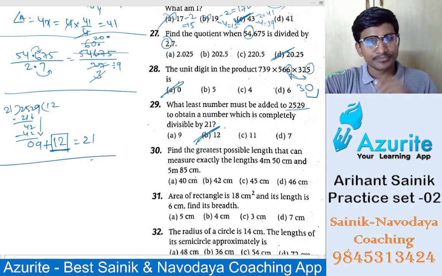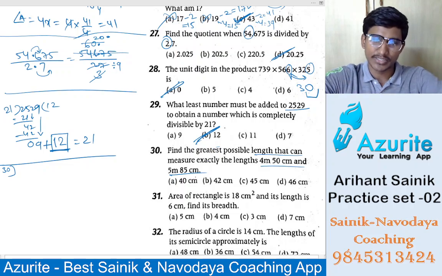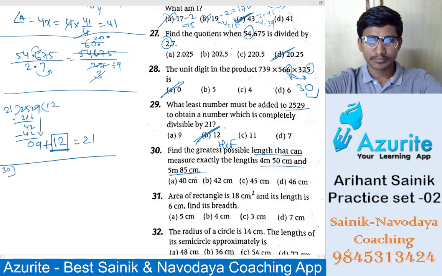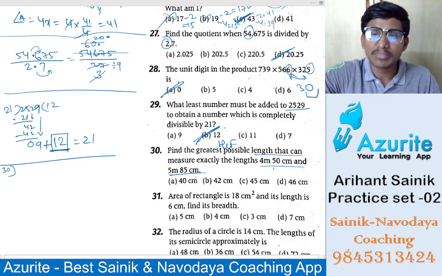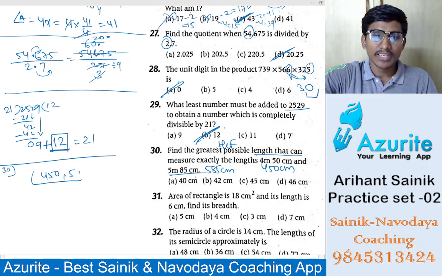Okay, now 30 question. Find the greatest possible length that can measure exactly this. Greatest possible length. Greatest means highest. What you have to do? HCF you have to find. HCF of 4 meter 50 centimeter means how many centimeter it is? 450 centimeter. And this is 5 meter 85 centimeter means how much? 585 centimeter. So we have to find the HCF of these two, 450 and 585.